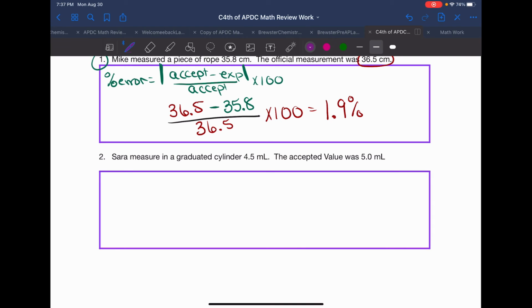Sarah measured an undergraduate cylinder, 4.5 milliliters. The accepted value is 5. So we have 5 minus 4.5, those are absolute value bars, divided by 5 times 100. And so when we calculate that, we get 10% error.